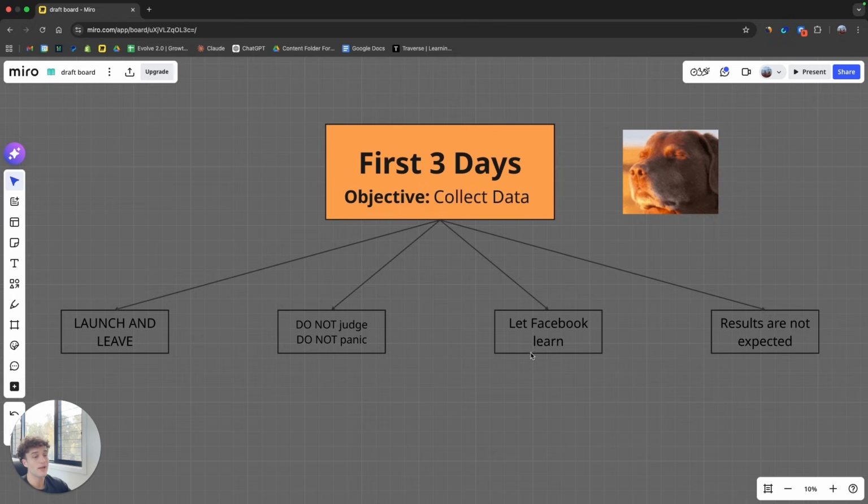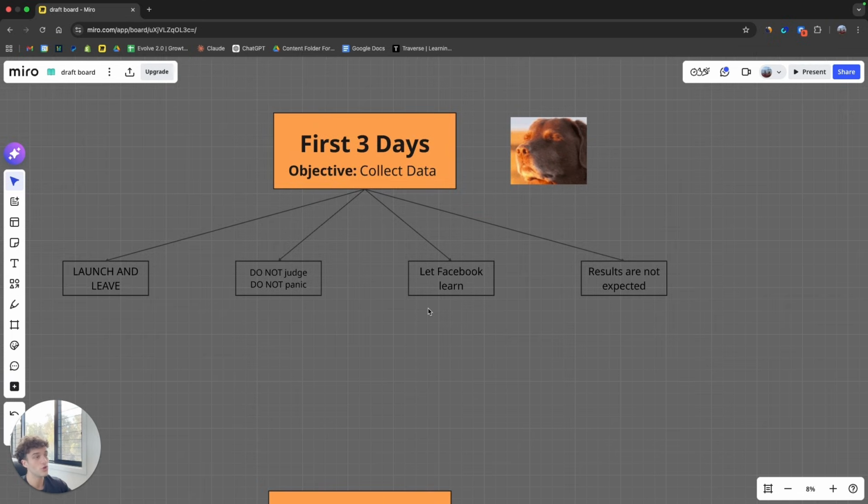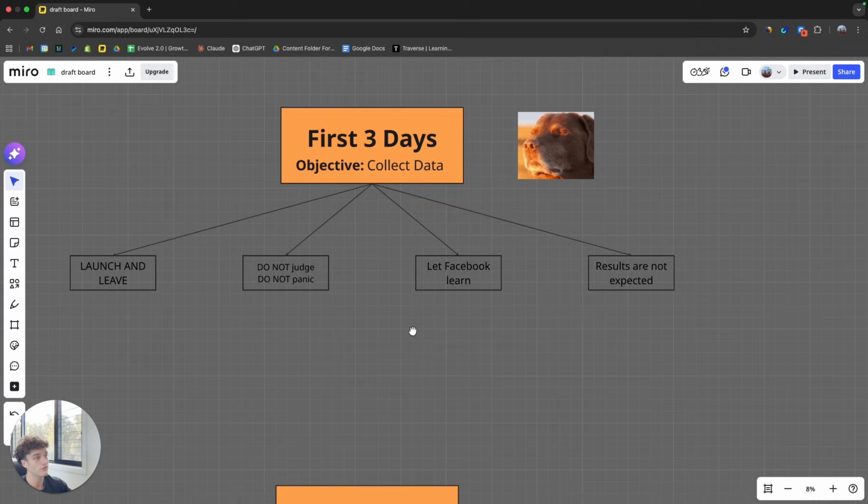And you wouldn't believe the amount of people that just mess up the first 3 days. It is crazy. All you have to do is just let Facebook allocate spend. We're not expecting results. We're not expecting anything like that. In the first 3 days of my product launch, I sleep peacefully because I trust Facebook is going to allocate spend to the creative that has the highest chance of resonating.